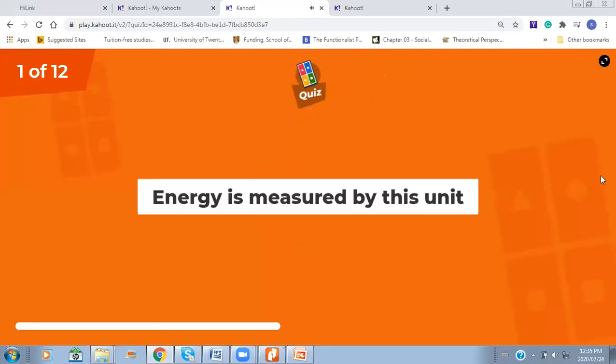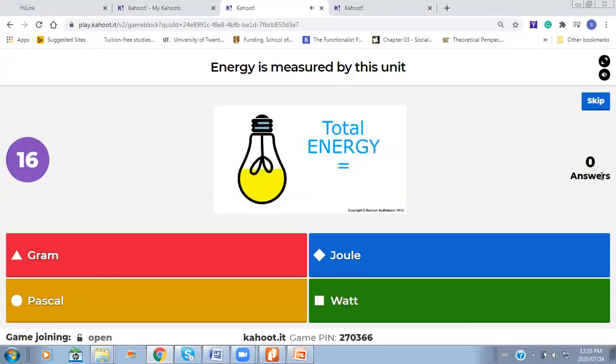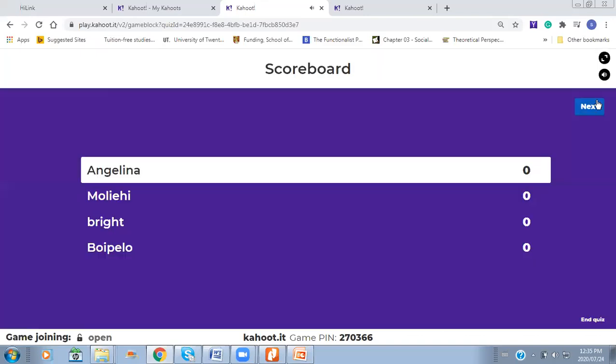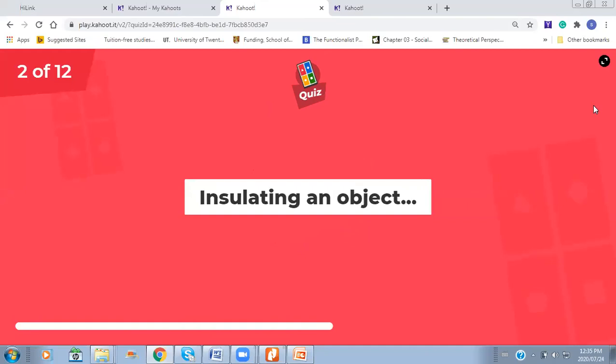If you are ready, okay, question one. Energy is measured by this unit. Which unit is that? Is it a gram? Is it a joule? Is it a pascal? Or is it a watt? You remember we did it the other time. Wonderful. Oh, one person got this one right. Let's see who is that. Yes, it's only Angelina. All right, don't give up. We still have 11 more to go.